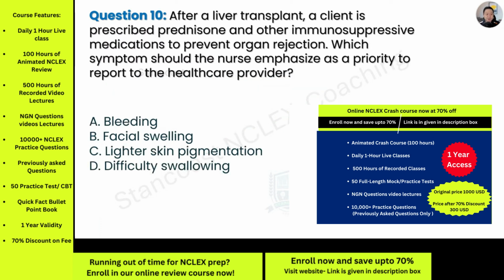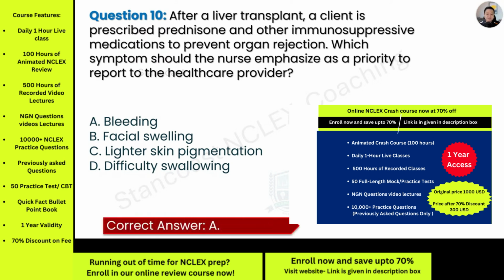After a liver transplant, a client is prescribed prednisone and other immunosuppressive medications to prevent organ rejection. Which symptom should the nurse emphasize as a priority to report to the healthcare provider? A, bleeding. B, facial swelling. C, lighter skin pigmentation. D, difficulty swallowing. The answer is letter A.